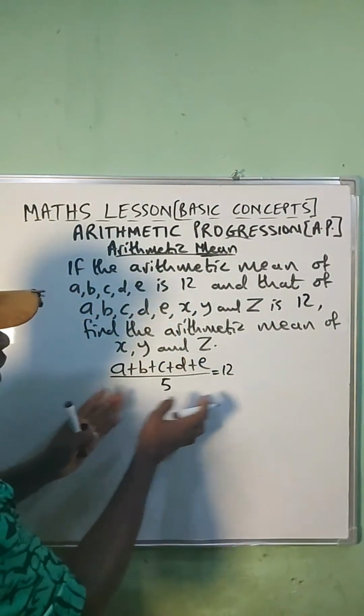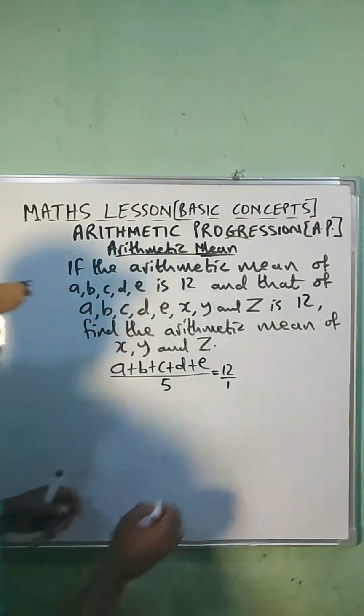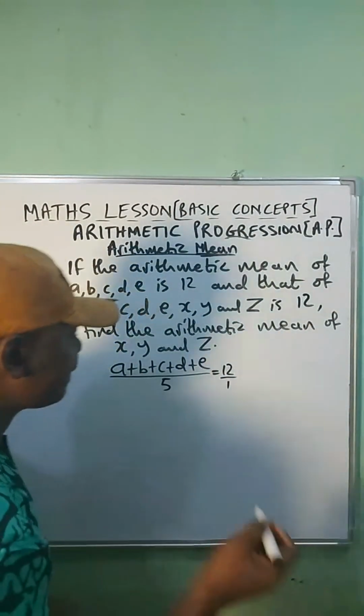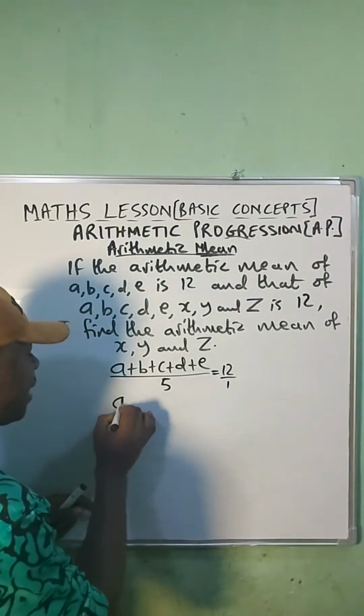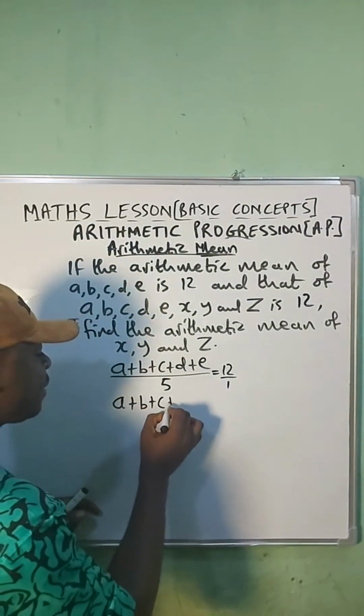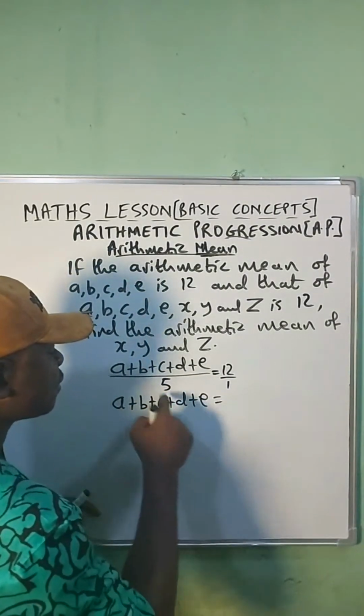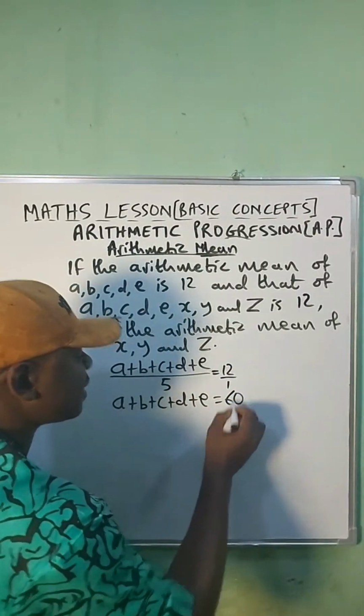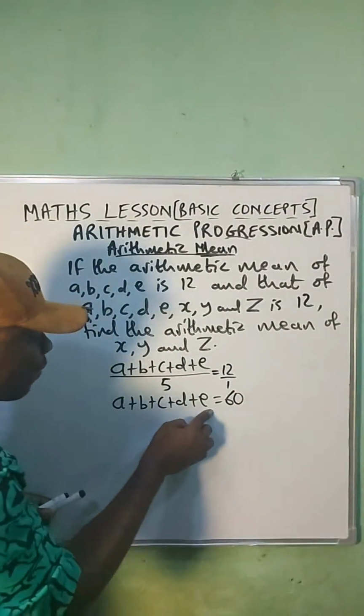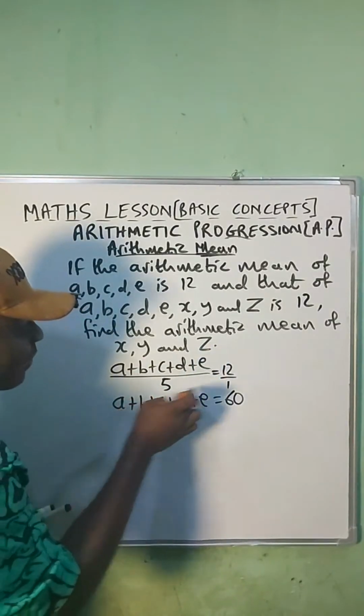So this is a fraction. I can make this one a fraction by dividing it by 1. Then I'll cross multiply. 1 times this will be A plus B plus C plus D plus E. So 5 times 12 will give me 60. So that means the sum of all this is 60. So 60 divided by 5, I'll get 12.